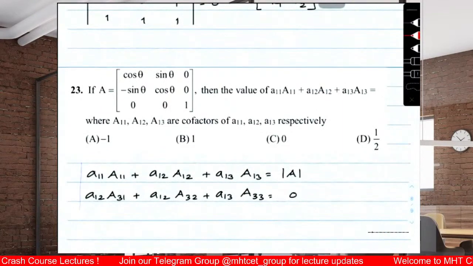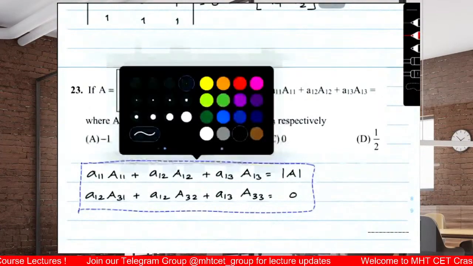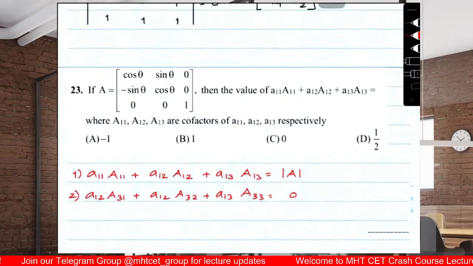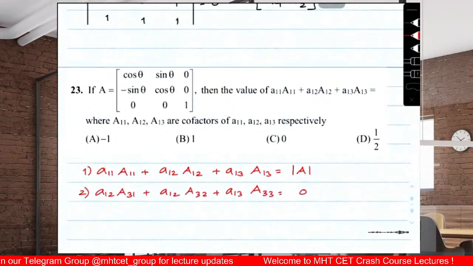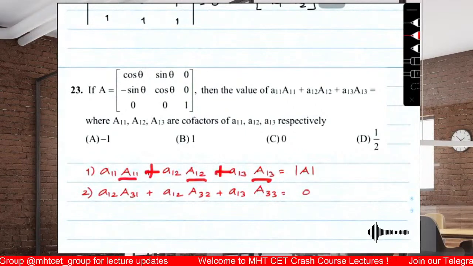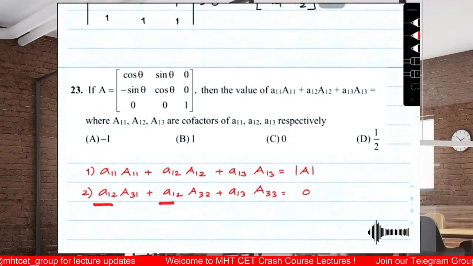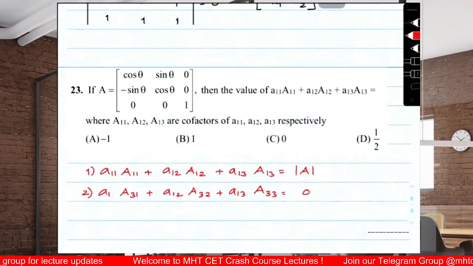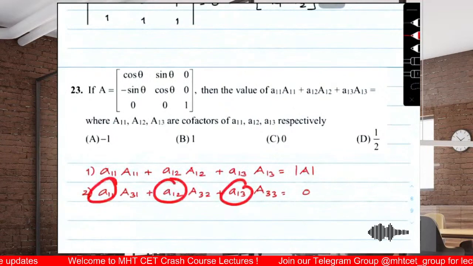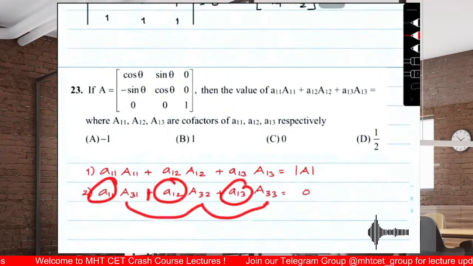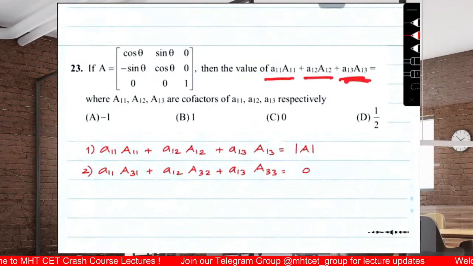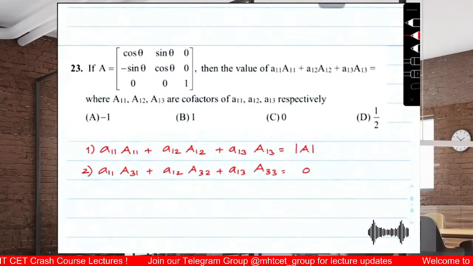ठीक है, ये पता होना चाहिए तुम लोग. Properties. Elements of first row multiplied by cofactors of same row, and if you add them, you will get determinant of A. Elements of any row multiplied by cofactors of some other row, and if you add them, you will get 0. ठीक है, तो इसमें elements of same row and cofactors of same row, so you should get determinant of A.